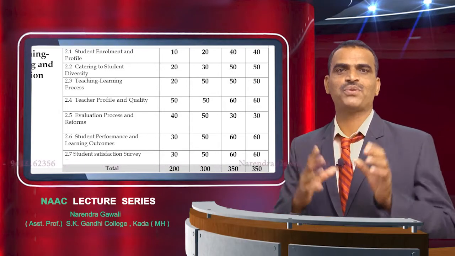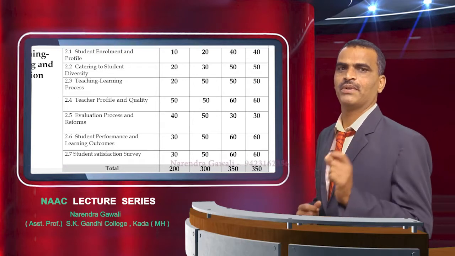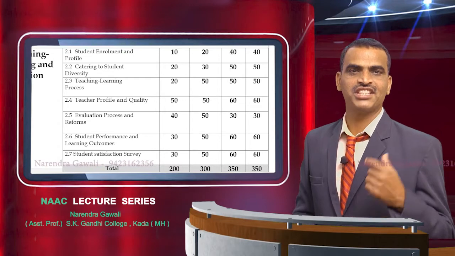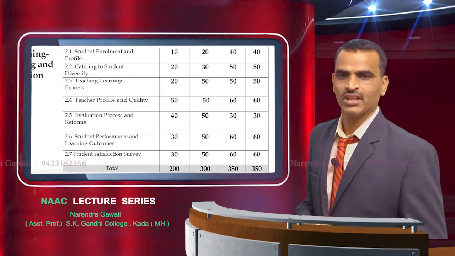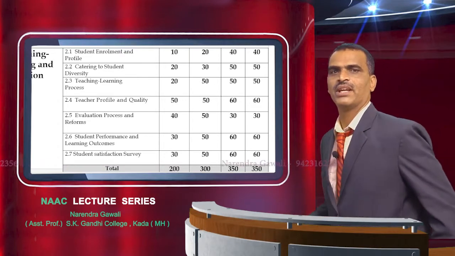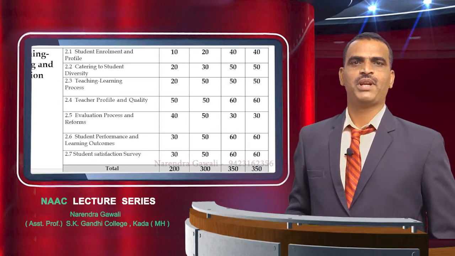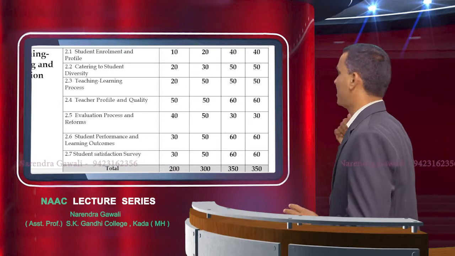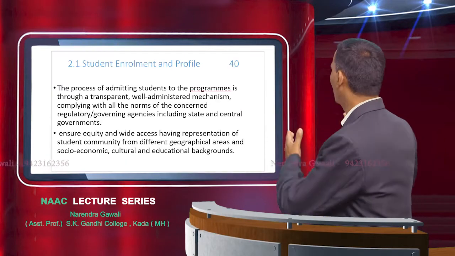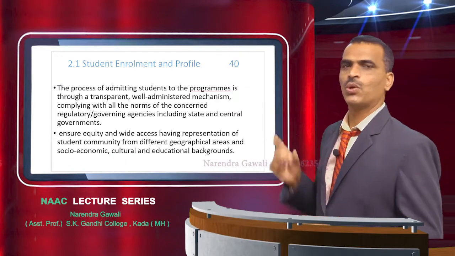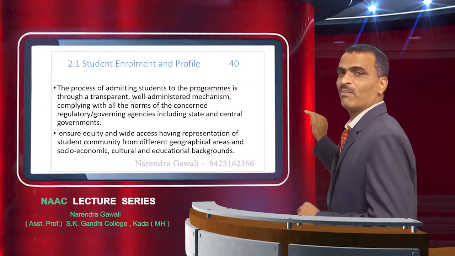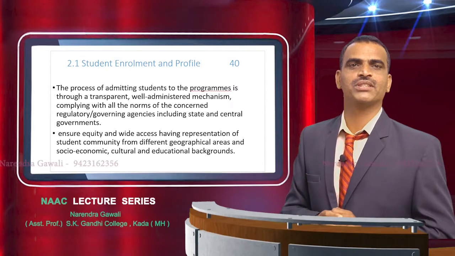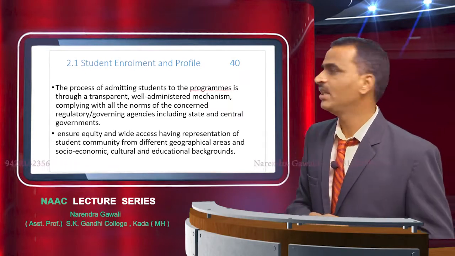Then evaluation process and reform, 30 weightage. Then student performance and learning outcome, which has 60 weightage. Then student satisfaction survey, which is 60 weightage. Total overall we have 350 weightage points. Then we look one by one. First is 2.1, student enrollment and profile, very important. It has 40 weightage points out of 1000, friends.